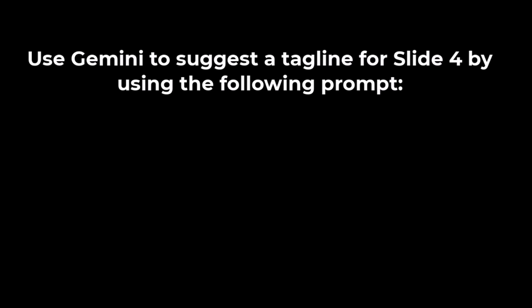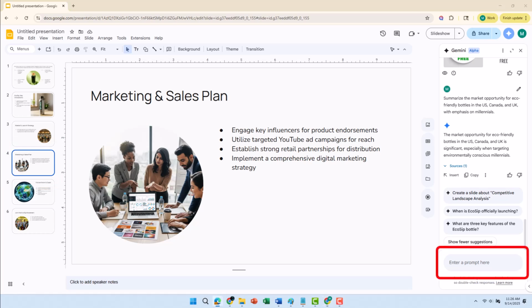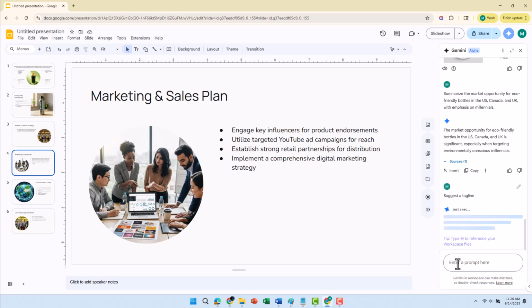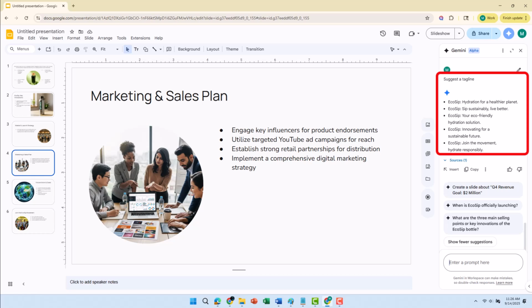Use Gemini to suggest a tagline for slide 4 by using the following prompt. Suggest a tagline. Select slide 4. In the Gemini prompt text box, enter Suggest a tagline. And then select the tagline of your choosing.